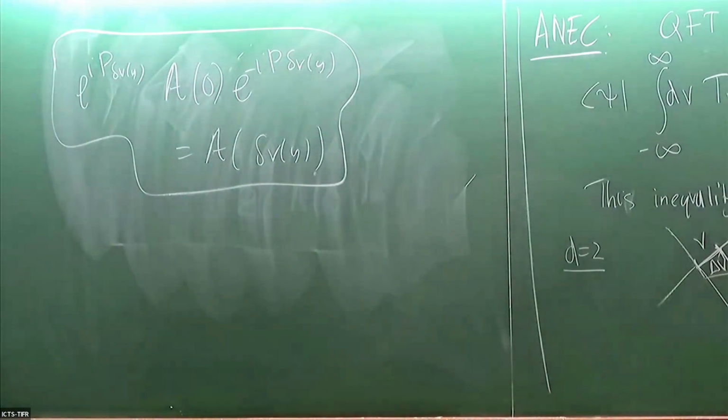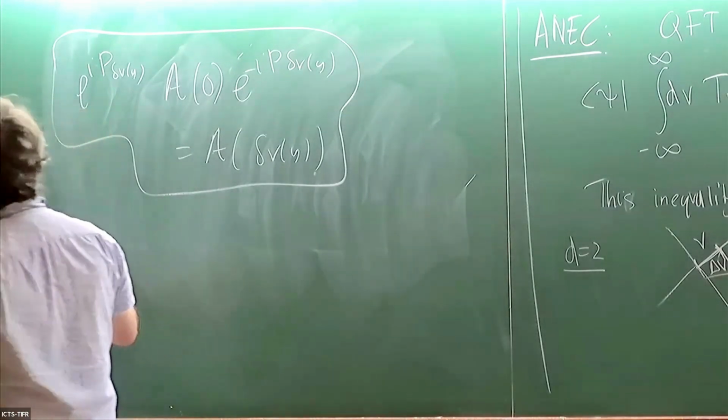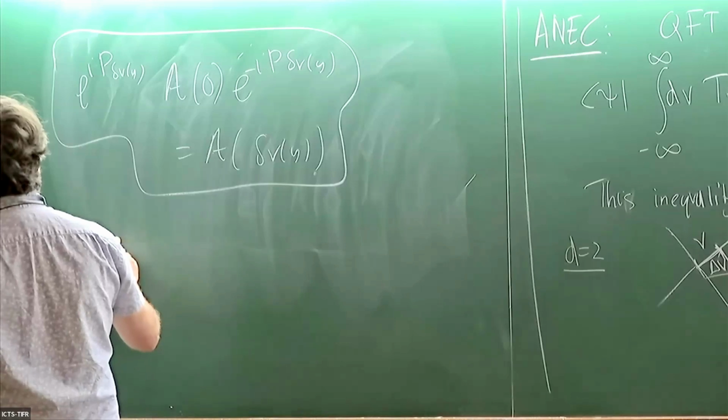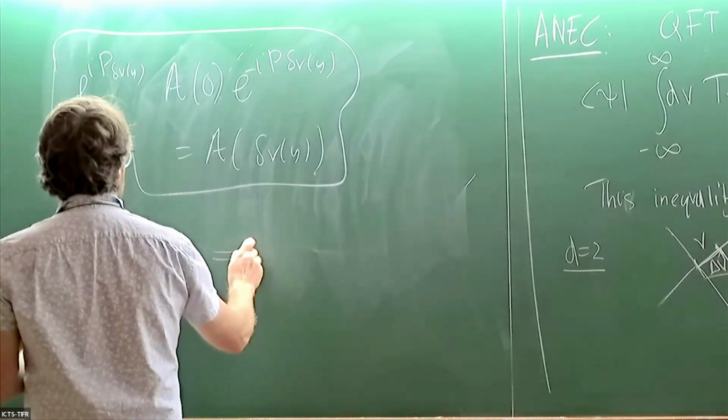Good. Now, the other thing we need is that P delta V of y needs to annihilate the vacuum, right?